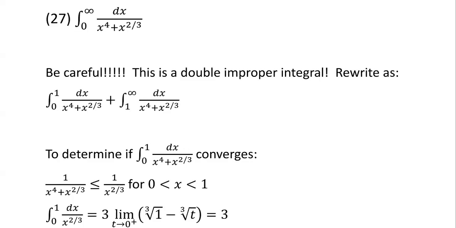27, integral from 0 to infinity, dx over x to the fourth plus x to the 2/3 power. Why is this an improper integral? Well, this limit's infinite, so that makes it improper, but also there's a domain restriction. X cannot be 0, so this lower limit also makes it improper.